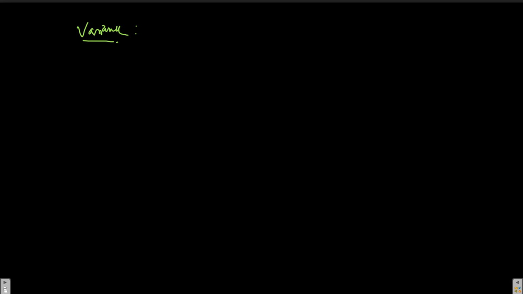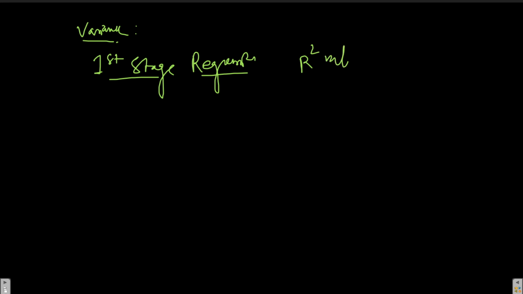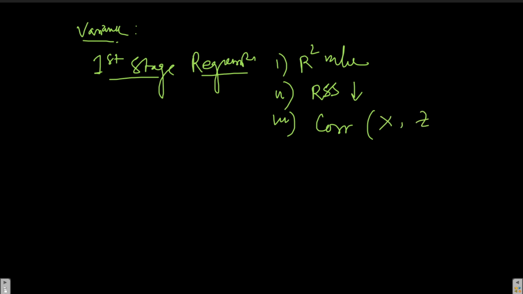The second part is when we do the first stage regression. I said in software it usually doesn't give you the result for the first stage regression. So what you do is run the first stage regression separately, and you see if the properties are satisfied. So usually what properties do you see? A very good R square value. Then secondly, you see if the residual sum of square is low, and third, you want the correlation coefficient or the covariance between X and Z to be a good one. Okay, it has to be a good correlation coefficient.